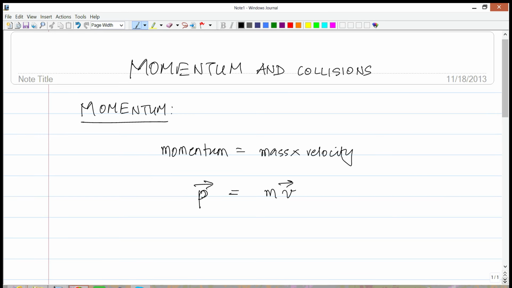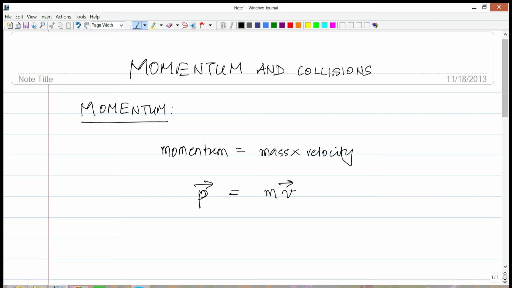Okay, so if an object is moving, it has momentum. If an object is at rest, it has zero momentum. If an object is moving to the right, it has positive momentum, left negative momentum. And if it's moving in some random direction, then you need to find the components of the momentum, and the x and the y components will have appropriate signs depending on the quadrant in which the object is moving.